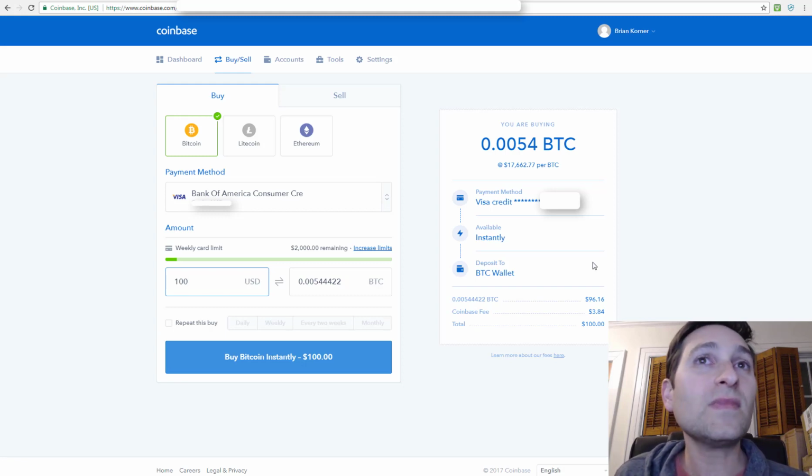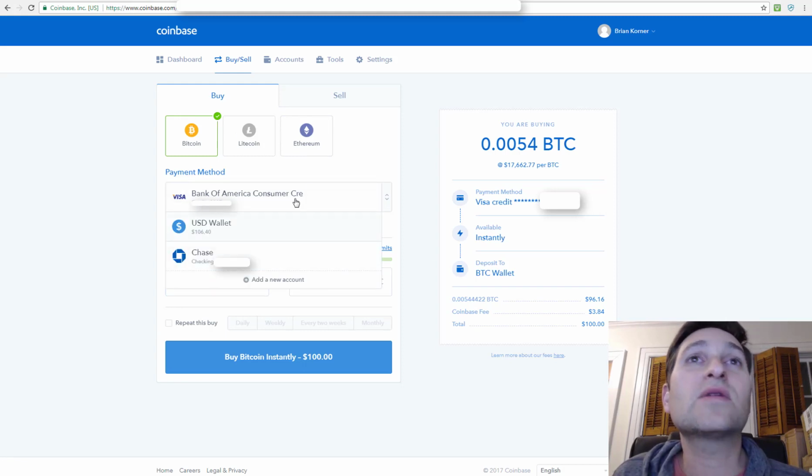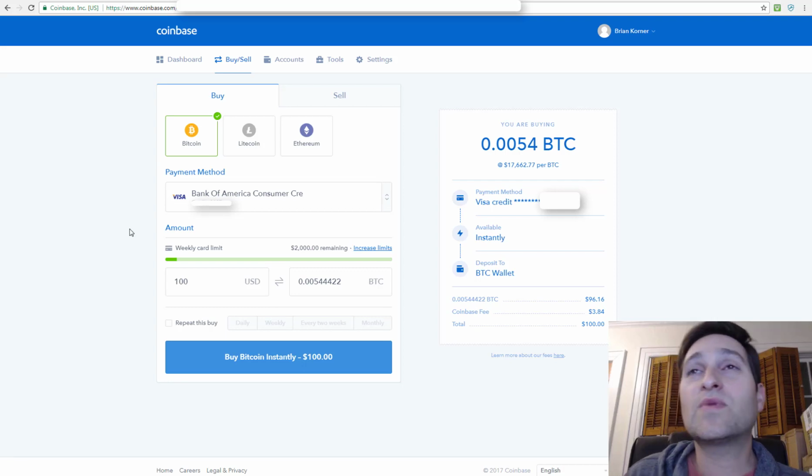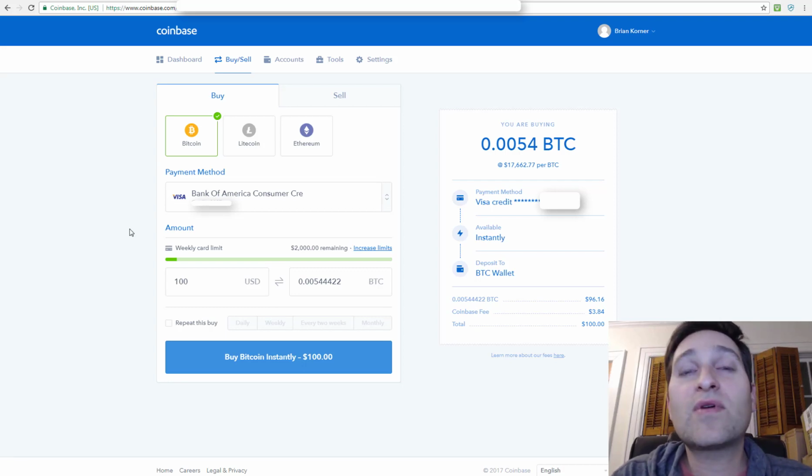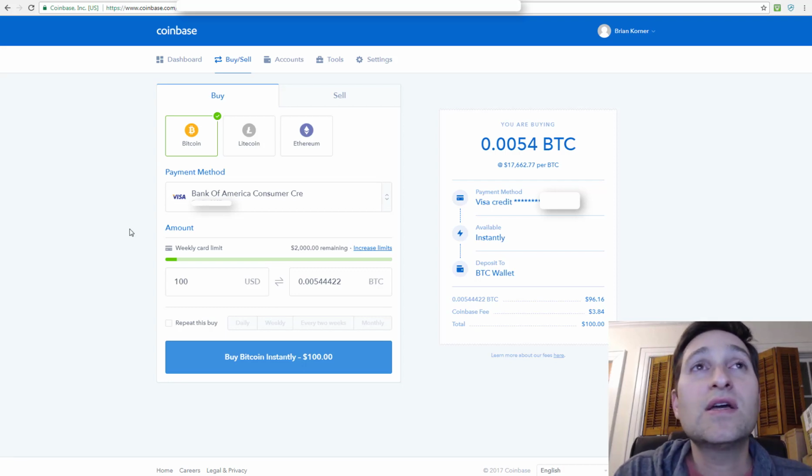So yeah, that's how to go about purchasing Bitcoin, also Litecoin and Ethereum with your credit card. Again, you can choose any of the other payment methods right here, and it's pretty straightforward. It's one of the safest and most straightforward ways of going about purchasing your Bitcoin, your Litecoin, your Ethereum, plus a bunch of other bells and whistles too.